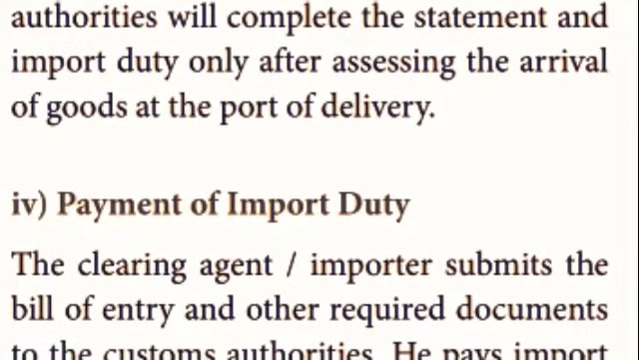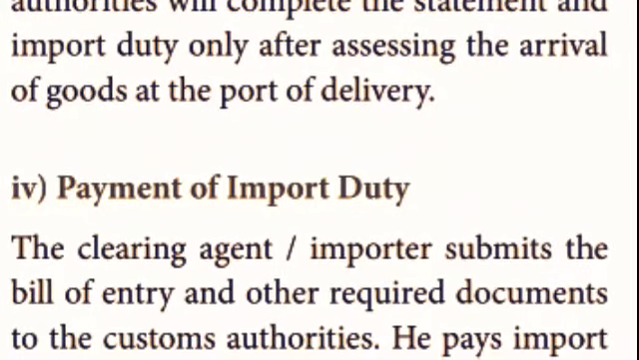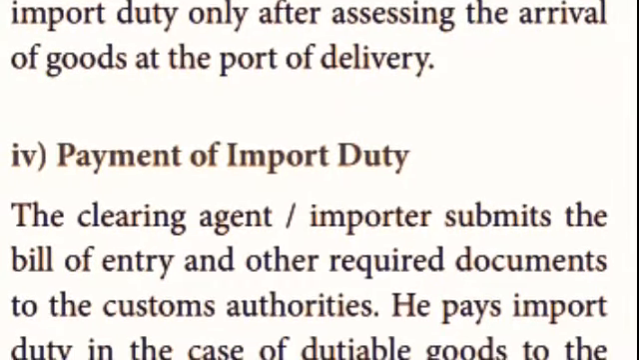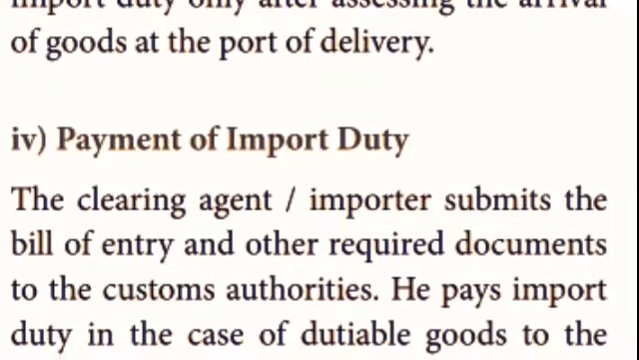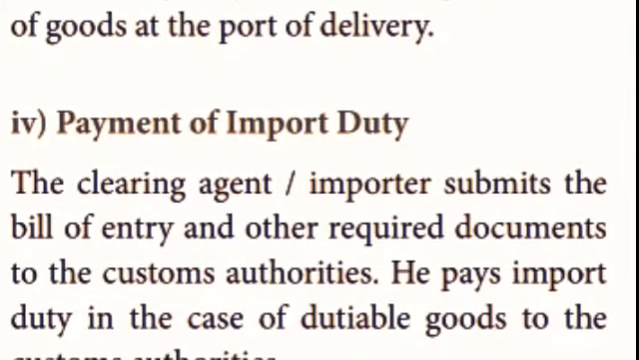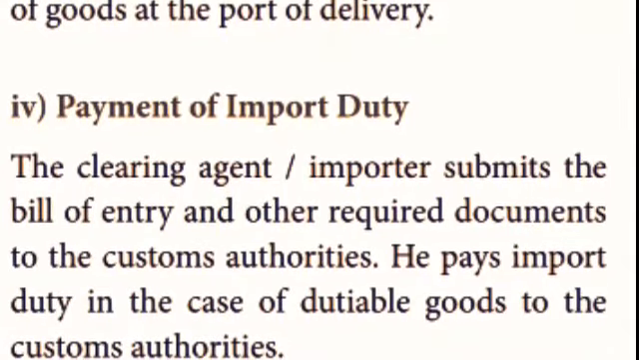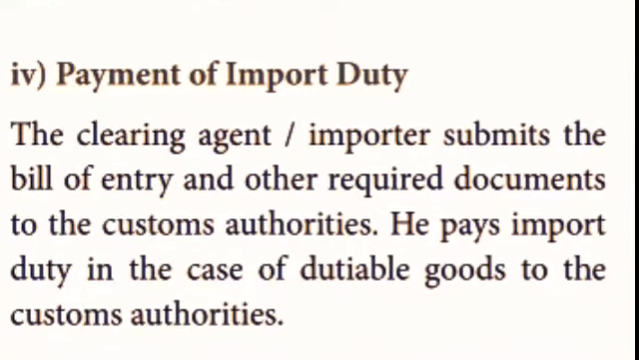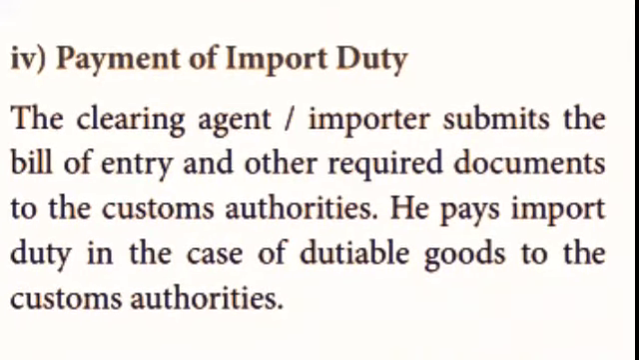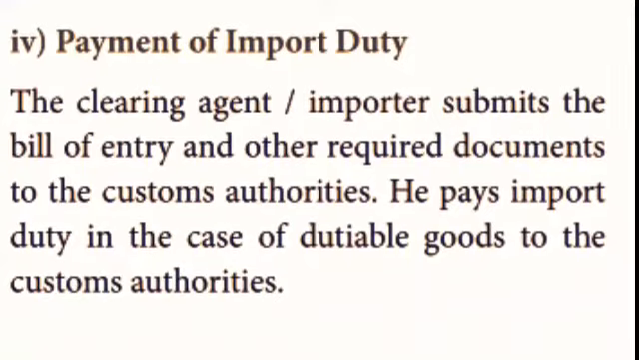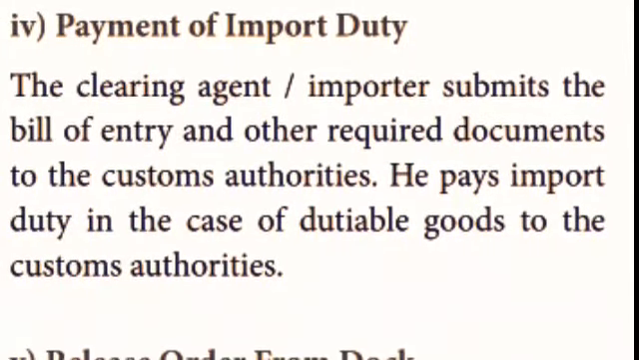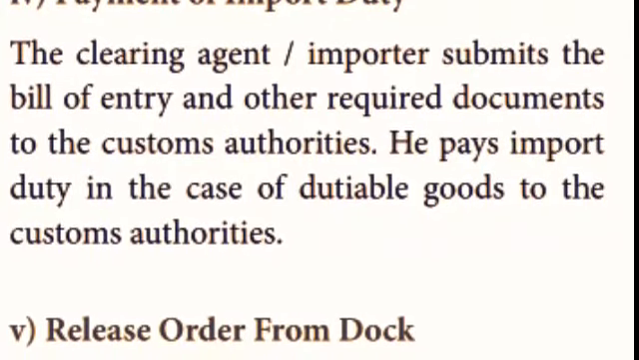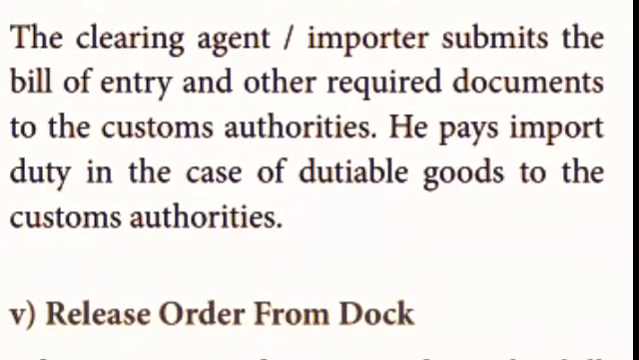Next one, payment of import duty. The clearing agent or importer submits the bill of entry and other required documents to the customs authorities. He pays import duty in case of dutiable goods to the customs authorities. We have to submit all the documents to the clearing agent. After that we receive the bill of entry. According to the colors we can deliver the goods. If you have any doubts, we can clear that with the customs authority, children.